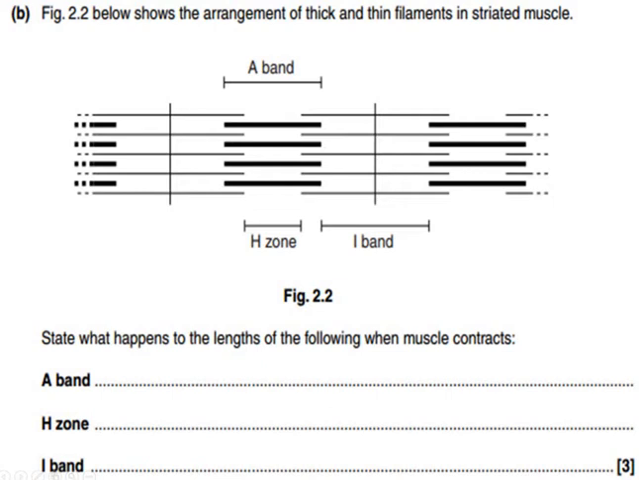So, first question, let's see if you can answer these. State what happens to the lengths of the following when muscle contracts. What happens to the A band? Is that going to change length? Is the H zone going to change length? And is the I band going to change length? So just say, is it increase, decrease, or no change?